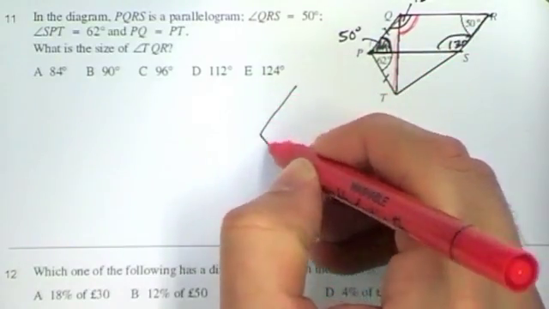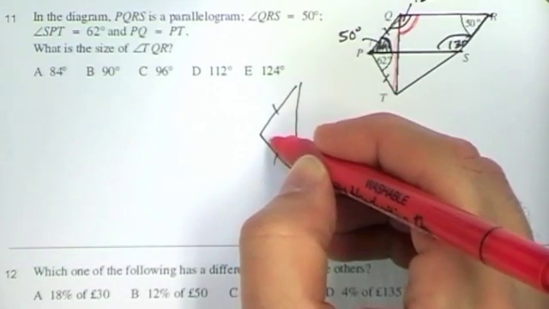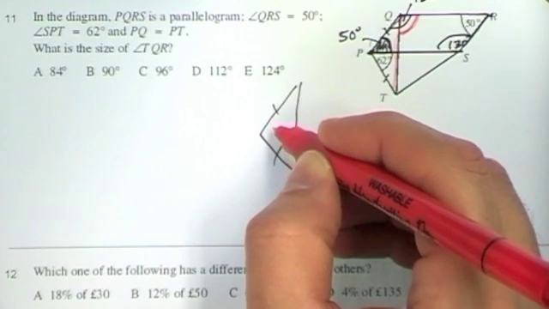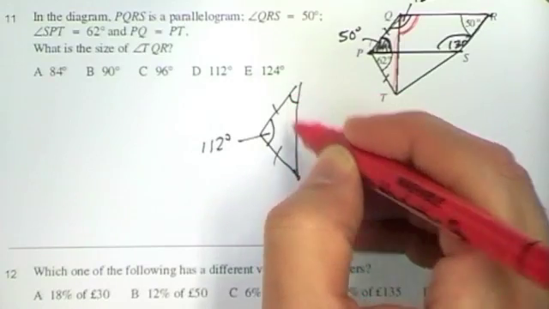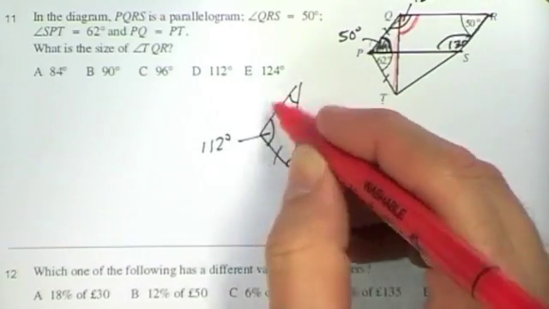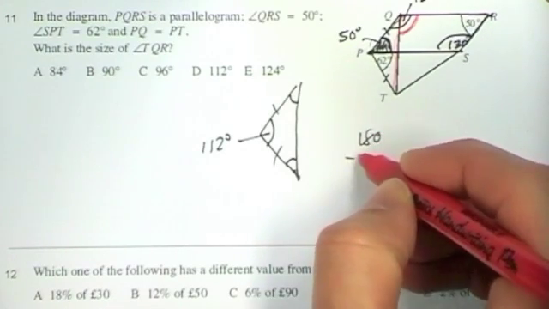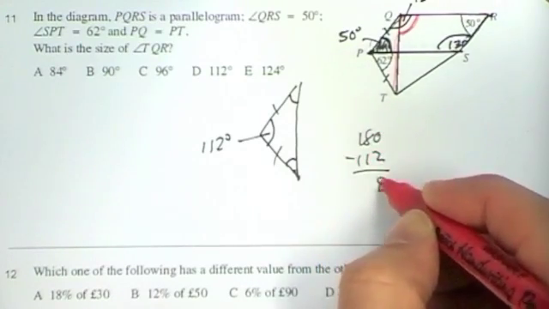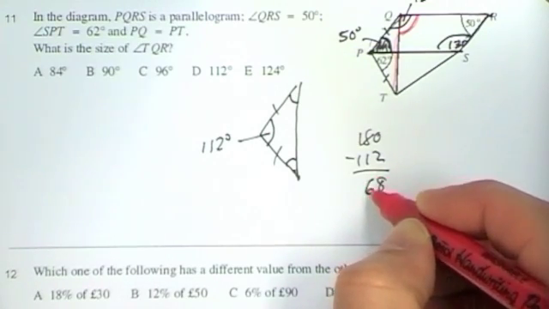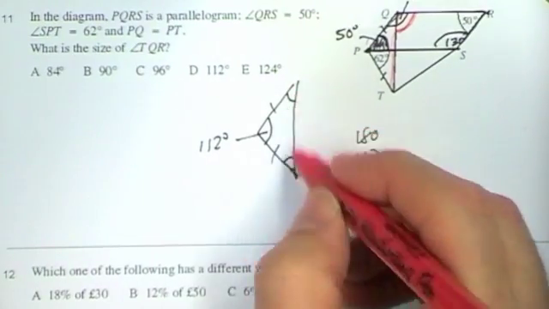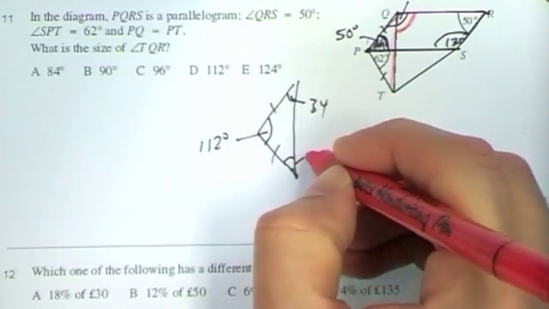I'll just copy that isosceles triangle so you can see it there, and that's 62 and 50, that makes 112. So that angle in there is 112 degrees, and these two angles must be the same because it's an isosceles triangle. So if I do 180 take away 112, that's going to give us 68, and then that's equally split between those, so those two are 34, so that's 34 and 34.